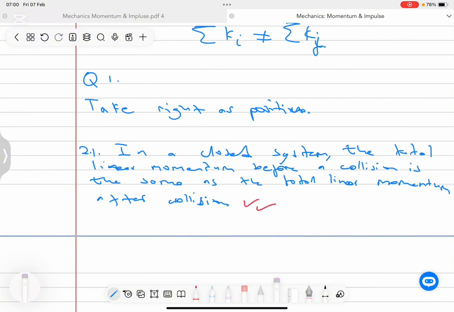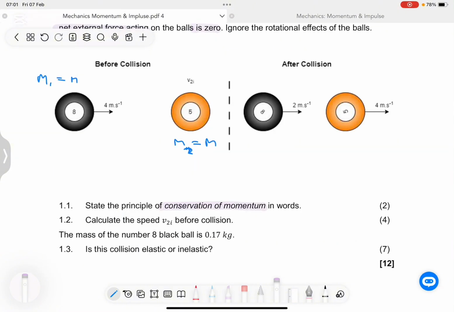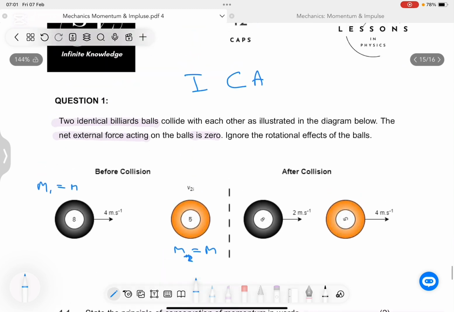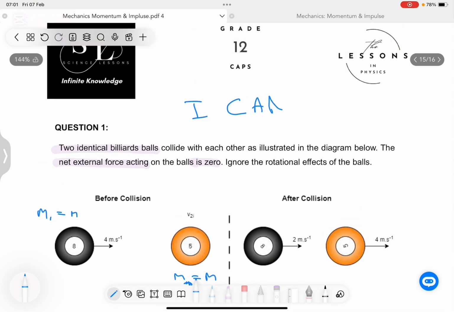We're saying here in a closed system, the total linear momentum before a collision is the same as the total linear momentum after collision. So it seems like everything is okay. When I check my answer to see if everything is okay, we call that navigation. I'm navigating my problem. And at the end of the day, I was following the rules that are called the I, C, A, and N rules.